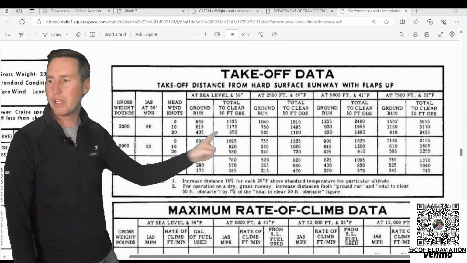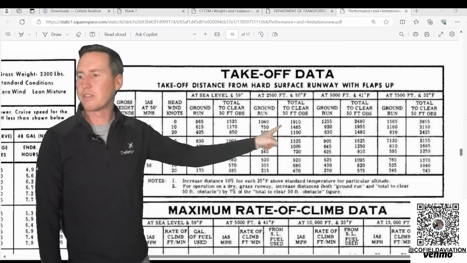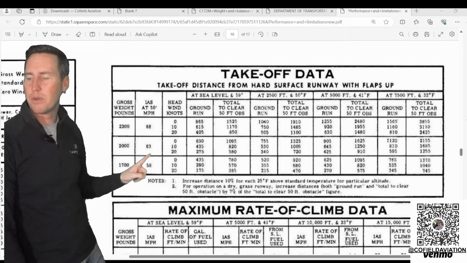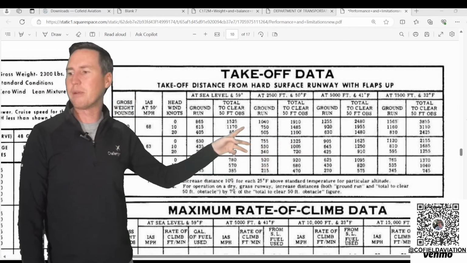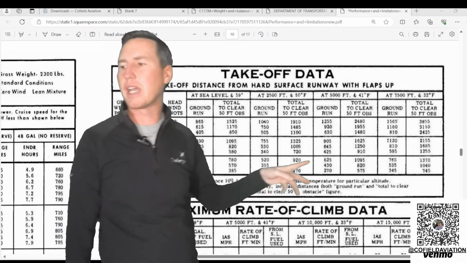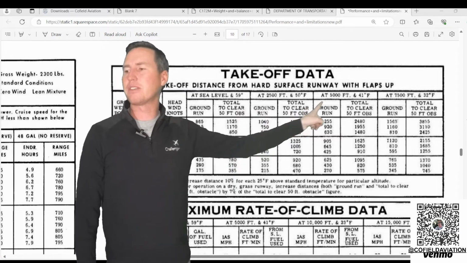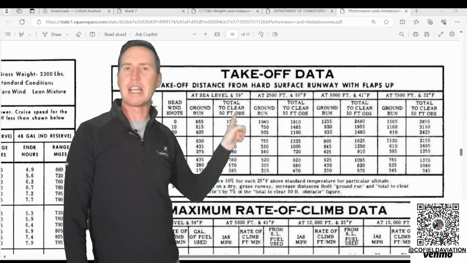So if we were at 2,300, that would be our 1,040, 1,910. If we were right in between them, we could just interpolate between those two numbers just like we did, okay? But because this is standard temperature, they have standardized this.